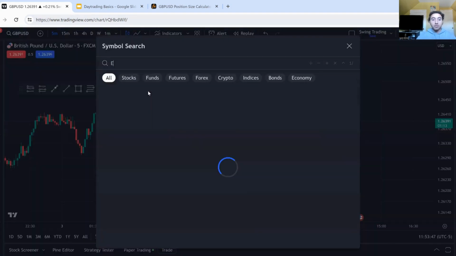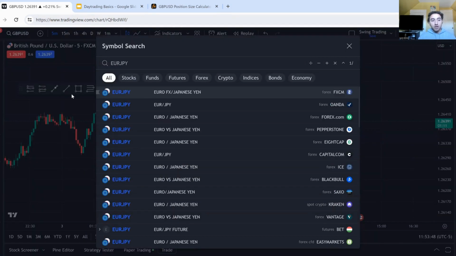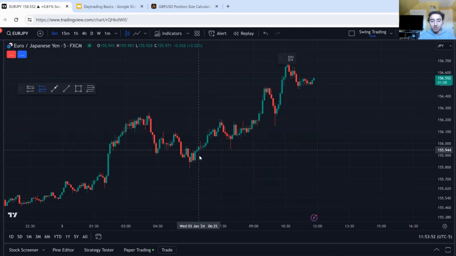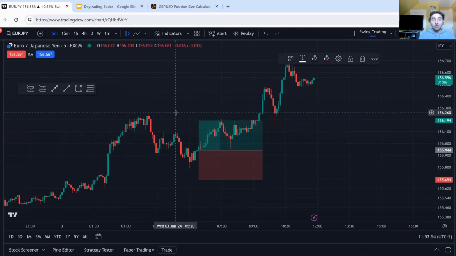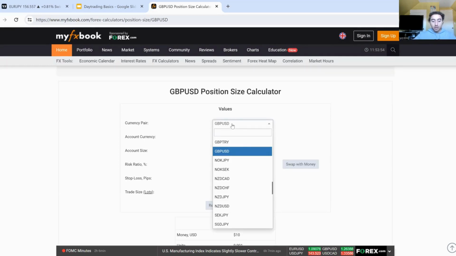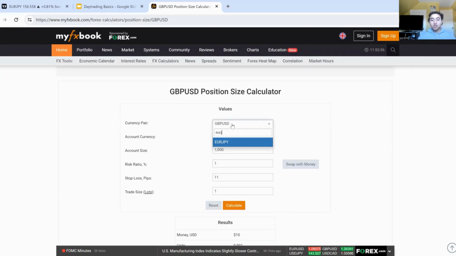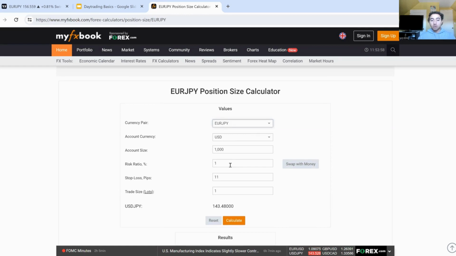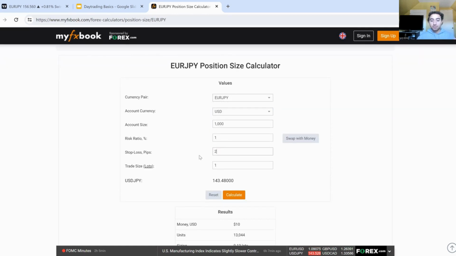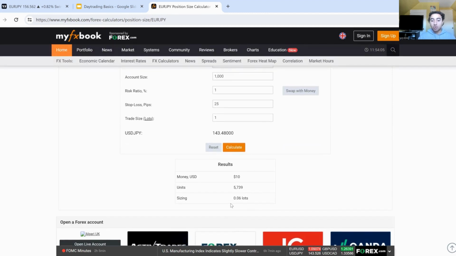Let's say you're taking Euro JPY, for example, right? Now let's say you're taking a long position here and your stop loss is 25 pips. So we're going to go back to the account and do the same thing. What pair are you trading? You're trading Euro JPY, correct? So you're going to select Euro JPY. Now your stop loss is going to be 25 pips. Cool. And then you're going to calculate, and now it says 0.06 lots.